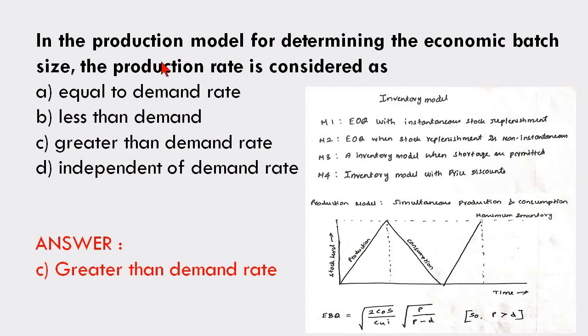As per our question, they have asked for the production model for determining the economic batch size. So this is the formula for finding the economic batch quantity, that is the square root of 2C0S divided by CU into I, that is holding cost, times the root of P divided by P minus D. From this formula you can conclude that production rate is always greater than the demand rate, then only we will get the solution. So in the production model for determining the economic batch size, the production rate is considered greater than the demand rate.